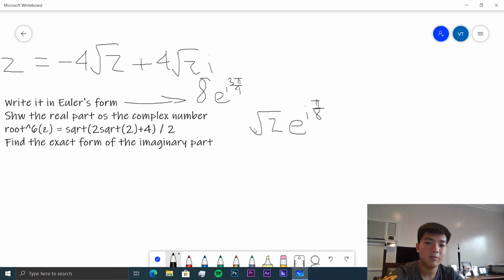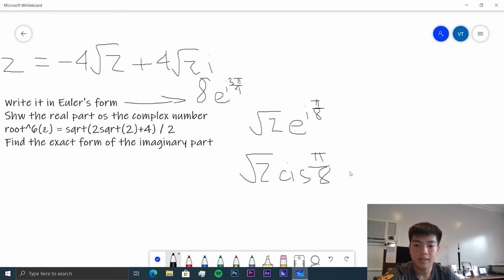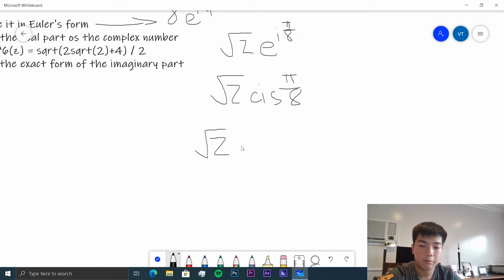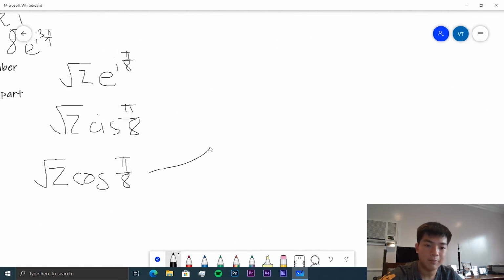So we can find the real part by making this square root 2 cis pi over 8. So the real part would be square root 2 cosine pi over 8. And well, what's cosine pi over 8? We haven't really discussed half angle formulae, so we should probably do that now, because we can find this by substituting it back into the cosine equation.